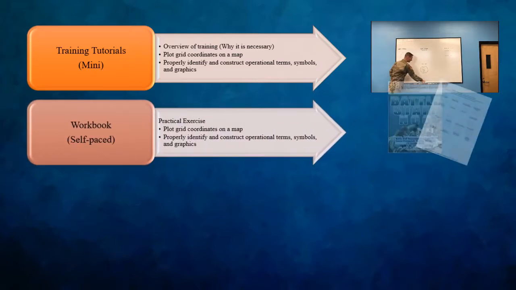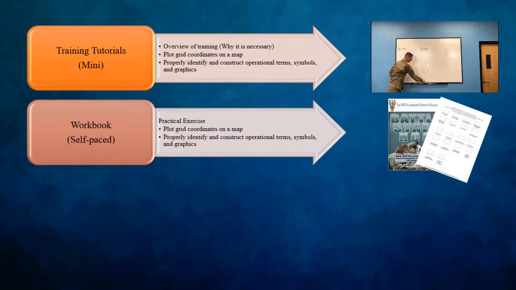Battle Staff Non-Commissioned Officer course facilitators and instructors will provide a prerequisite training workbook that will be completed in conjunction with each training tutorial. These workbooks will contain practical exercises designed at meeting key learning objectives and the key content points of plotting grid coordinates on a map and proper identification and construction of operational terms, symbols, and graphics.